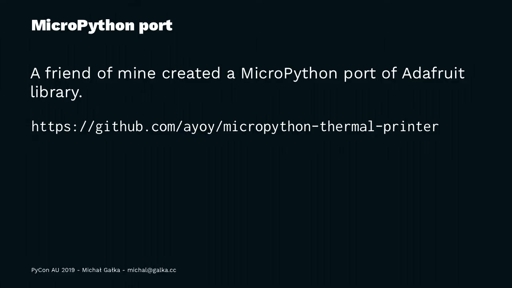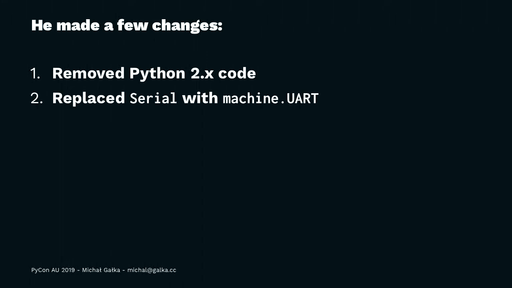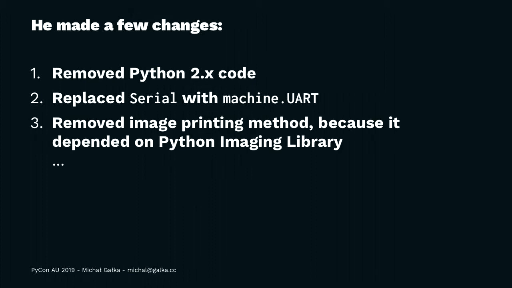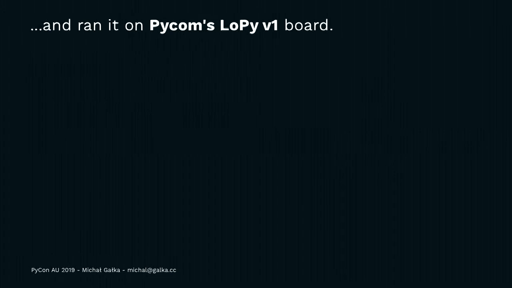So he prepared a MicroPython port of this very library, and he put it on GitHub. He needed to make a few changes. The first one was to remove all the Python 2 code, as MicroPython runs Python 3 code. Well, he replaced the serial module, which is not available for MicroPython, with machine UART, which is the standard way to deal with serial communication in MicroPython, and removed the capability of printing images, as it was based on PIL, which is using C pretty heavily. So he just wanted to have it running purely in Python.